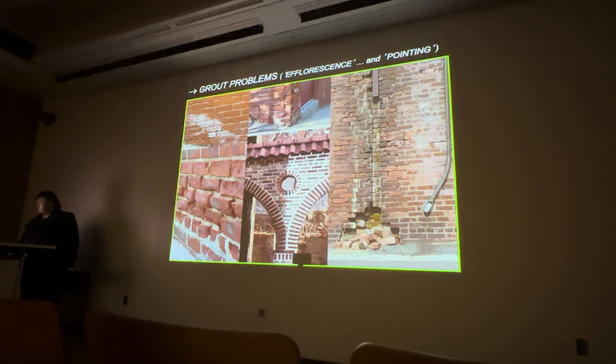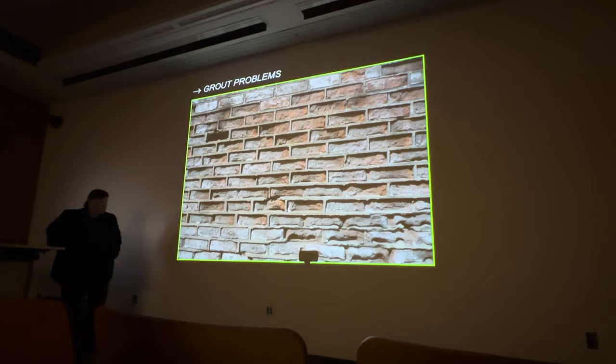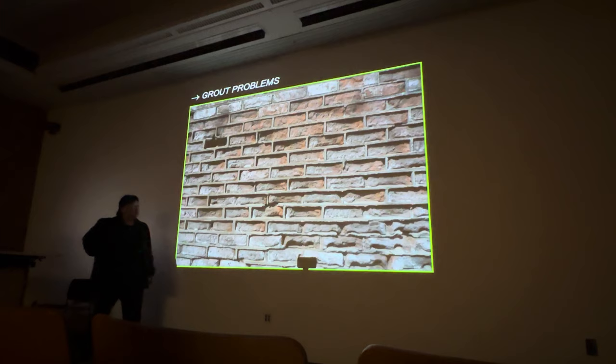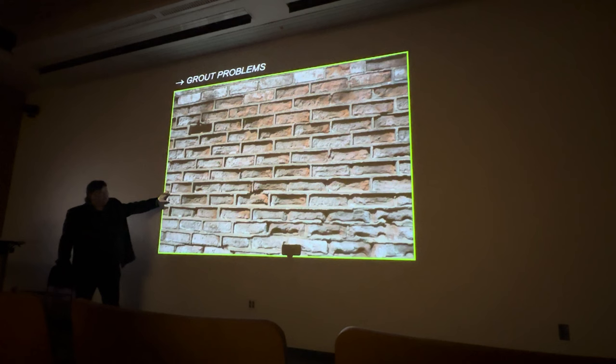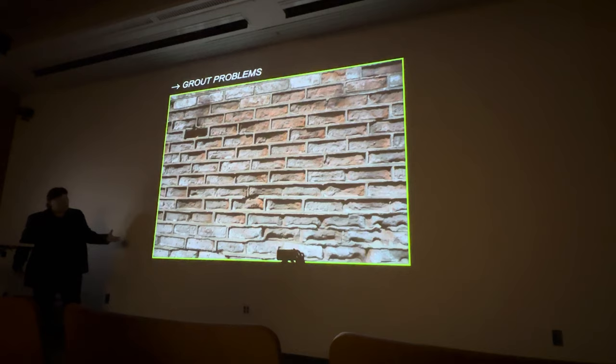This looks like it's an extruded joint. It was not done correctly. So through the years, the wind pressure accumulates the water along the face of the bricks, slowly deteriorating the wall. They're creating a problem.